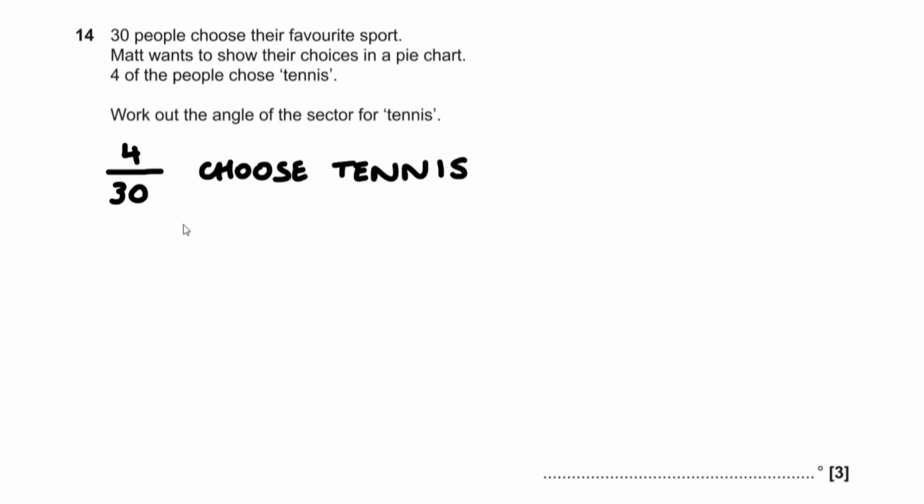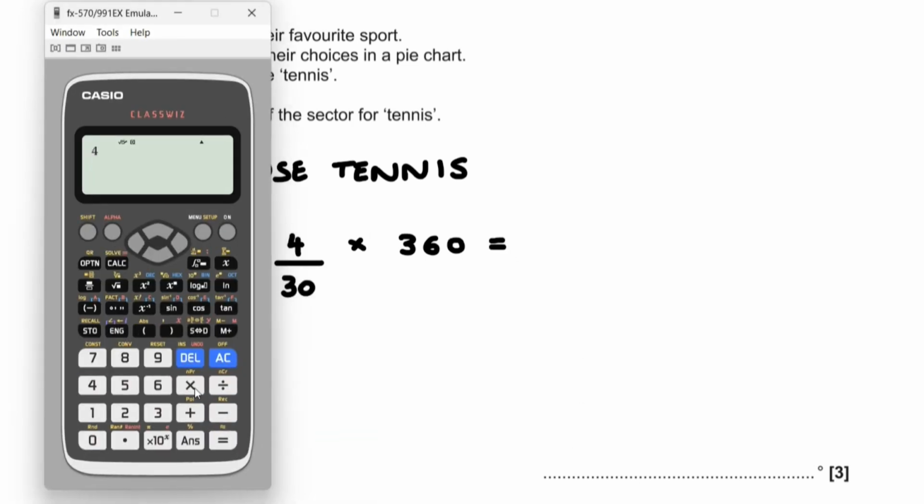Now what we need to do is find the equivalent angle of this. So for the angle, we would have to multiply this fraction by 360. So I've got 4 over 30 multiplied by 360, which is 48. So we have 48 degrees.